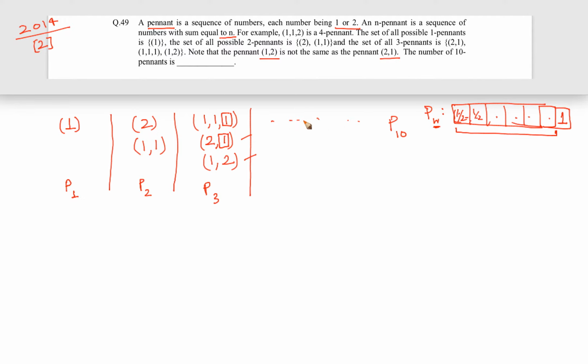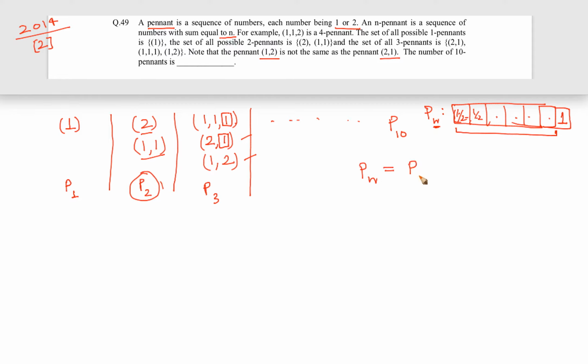So we are talking about only the last position. Now you see what this is? This is basically, we have taken all the 2 pennants, 1 1 and then attached 1 at the end. We have taken 2 and attached 1 at the end. So whatever is the number of 2 pennants, if we simply attach 1 at the end, we will get 3 pennants, right?